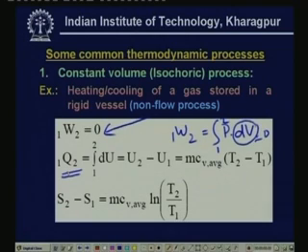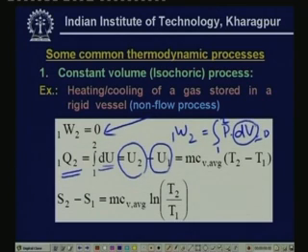As you know, the first law of thermodynamics for a non-flow process is given by 1Q2 equals 1W2 plus integral du. Since 1W2 is 0, you simply have 1Q2 equal to integral du. Since U is a property, the integral du can be written as U2 minus U1, where U2 is the total internal energy at state 2 and U1 is the total internal energy at state 1. Of course, this is based on the assumption that changes in kinetic and potential energy are negligible.